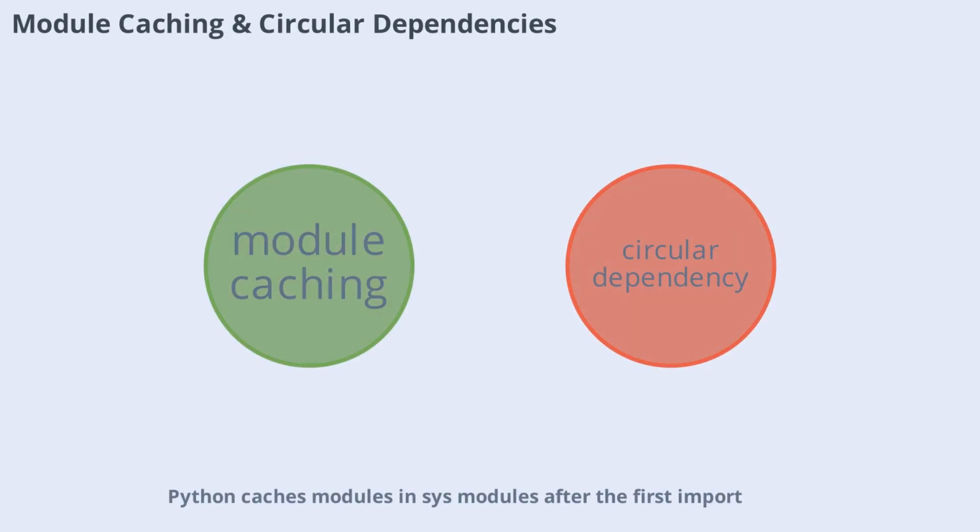Python caches modules in sys modules after the first import, preventing circular dependency errors during initialization. Subsequent imports look up the module in the cache instead of rerunning the file. In AI projects, this avoids issues when modules import each other, ensuring stable initialization and preventing attribute access errors before modules are fully loaded.